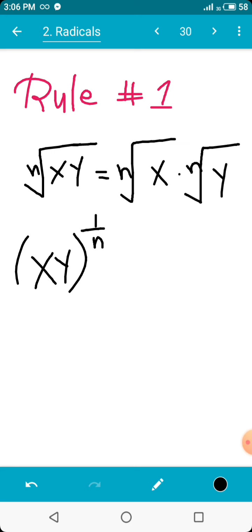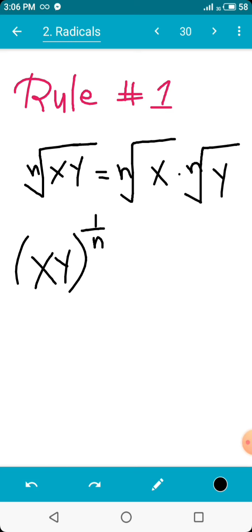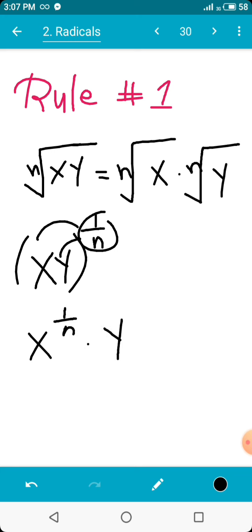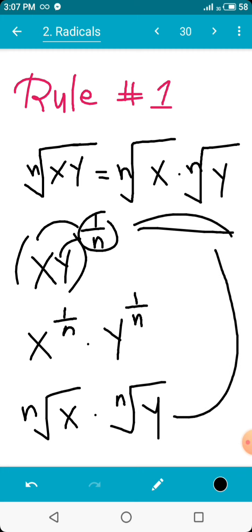Okay? So, eto daw ay pwede nating isulat na fractional exponent. Tama ba? So, kung naaalala niyo yung rule ng exponent pag ganito, we can just distribute it dun sa both variables. So, it will become x raised to 1 over n times y raised to 1 over n. Okay? So, ito, pag sinulat natin siya, it is nth root of x times nth root of y. Okay? So, that's why parehas lang yung mangyayari kapag meron kang ganito at saka ganito.